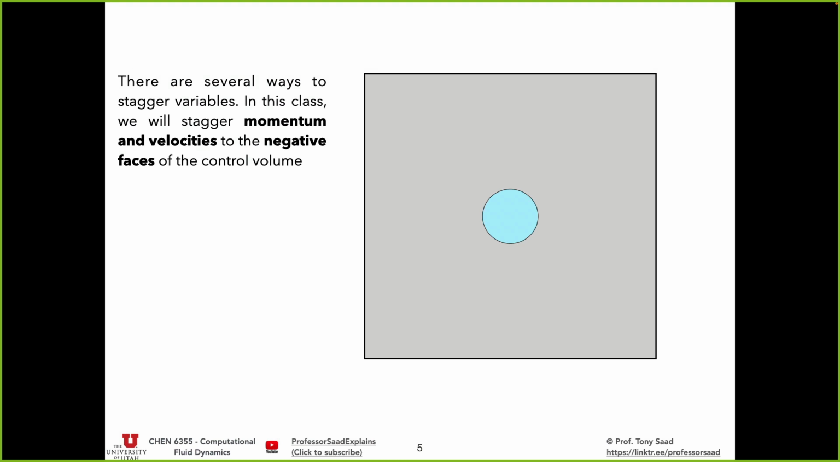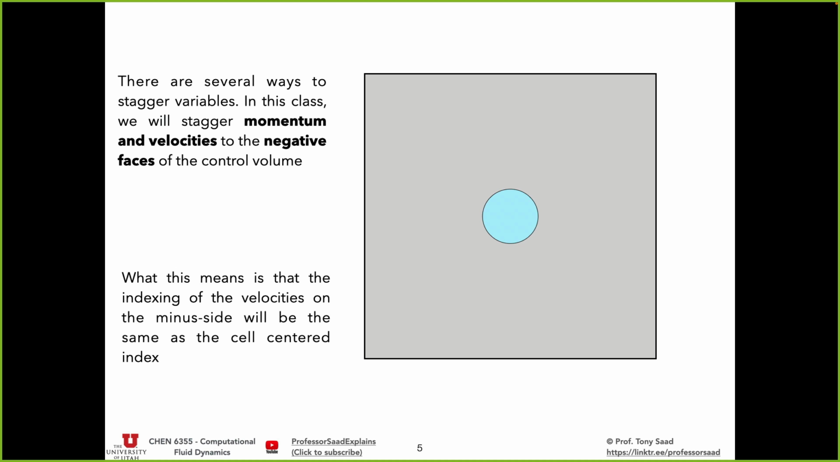You could stagger to the right. You could stagger to the top. You could stagger in all sorts of weird ways. But as long as the velocities are placed at the faces of the control volume, then the meaning of staggering to the left or staggering to the right only means how you index quantities, the indexing that you are going to assign to these quantities, which will be very important when we are writing code.